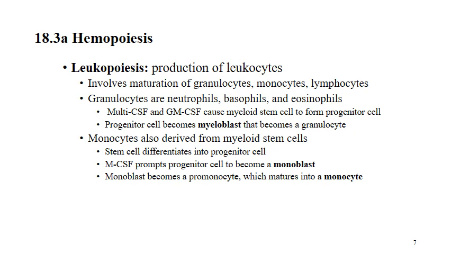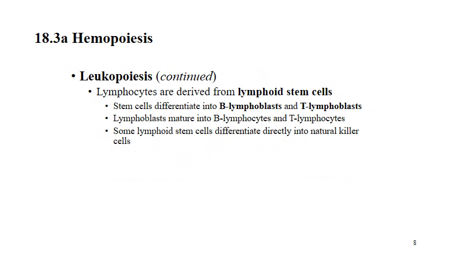Monocytes also are derived from myeloid stem cells, and the stem cell differentiates again into a progenitor cell, which is then prompted to become a monoblast by M-CSF. And then the monoblast becomes a promonocyte, which matures into a monocyte.